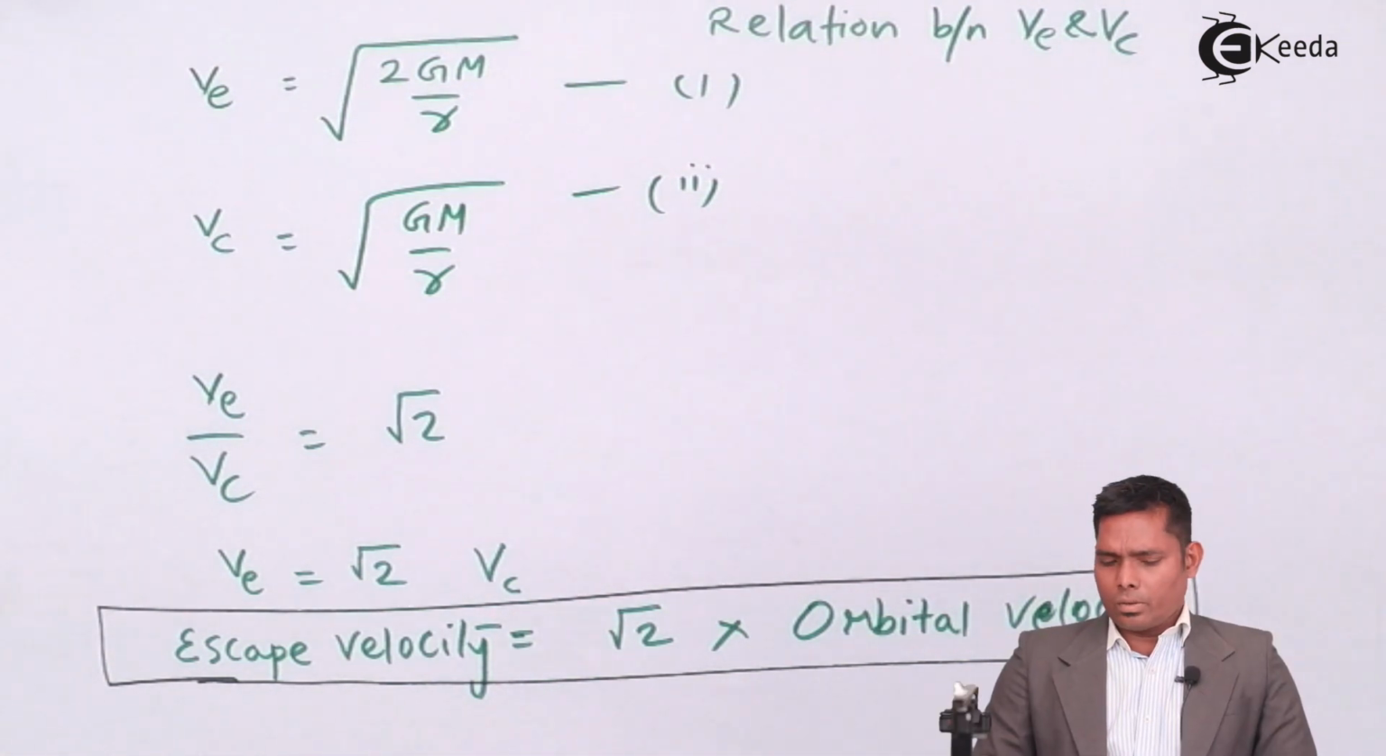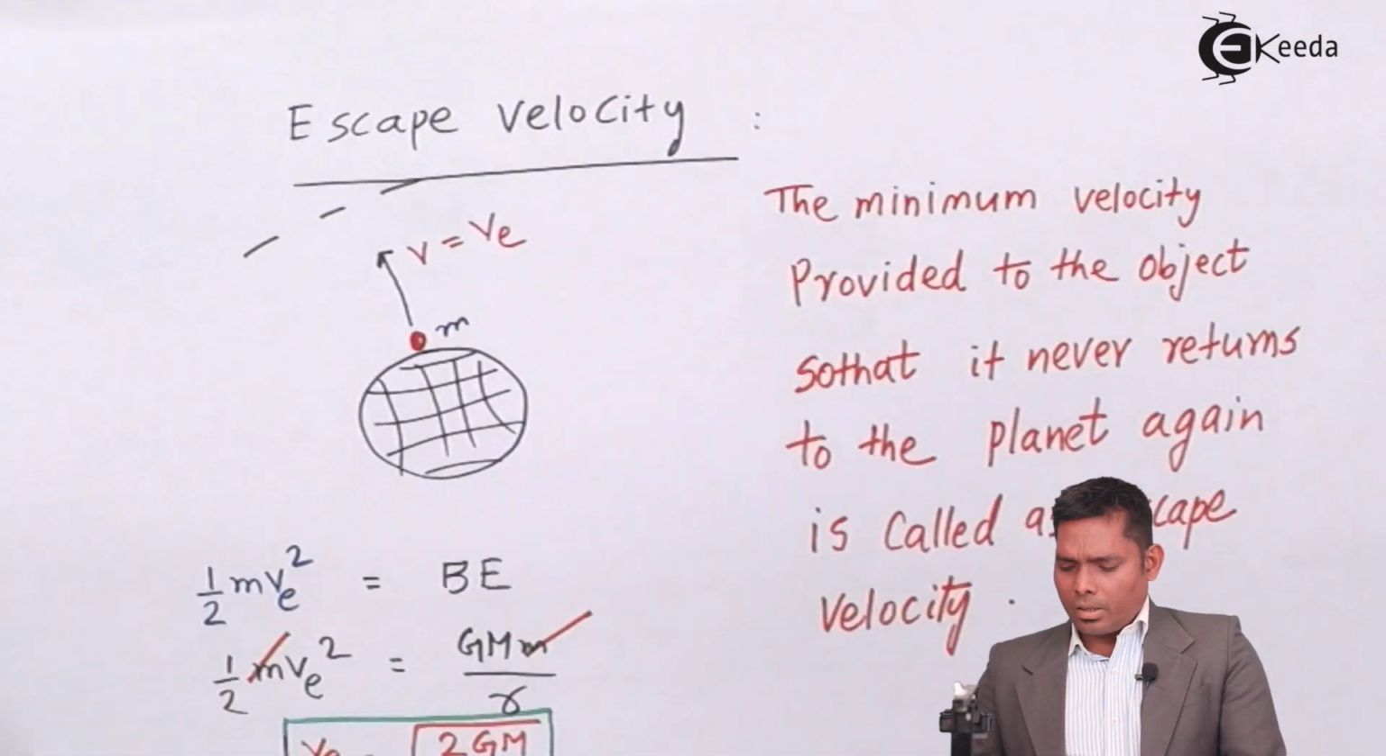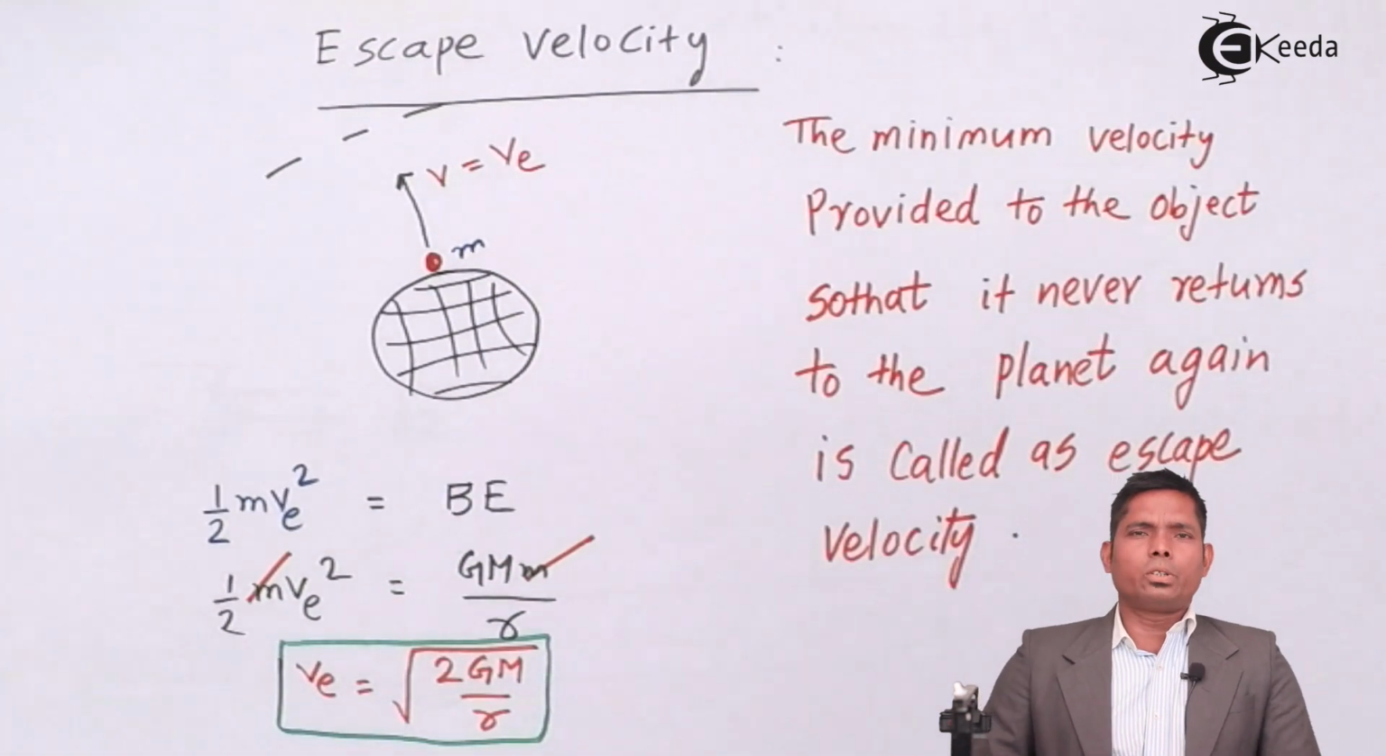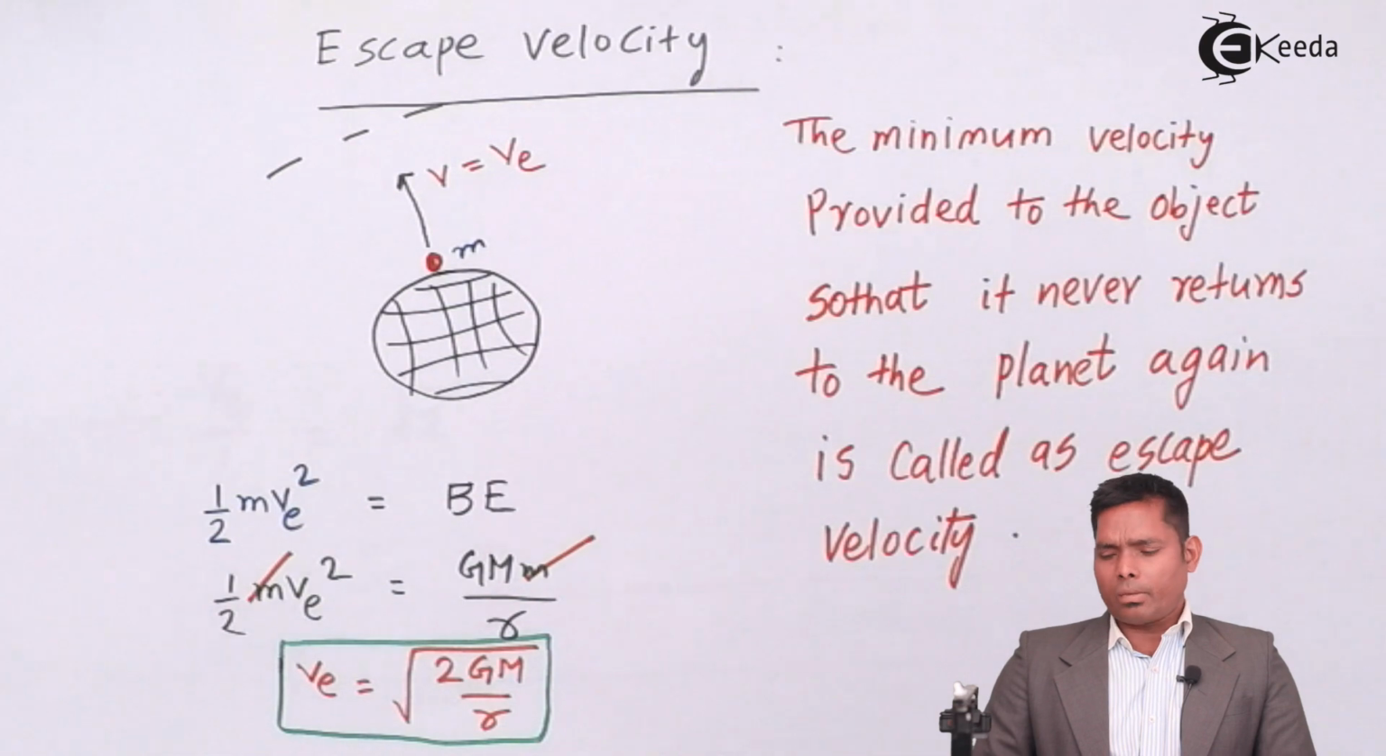Okay, so this is about the escape velocity and the relationship between the escape velocity and orbital velocity.